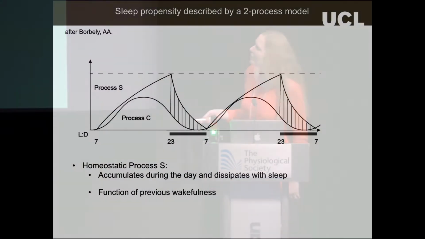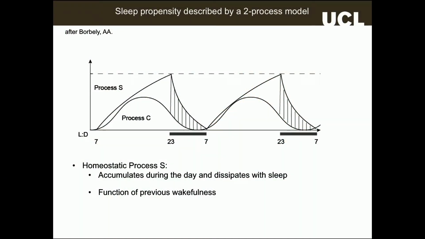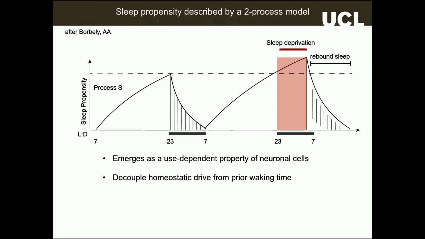The two-process model probably doesn't need much introduction to this audience, so it suffices to say that we're interested in process S, which is the homeostatic process, and that accumulates during the day and dissipates with sleep, and it's basically a function of previous wakefulness. That means that the longer we are awake, the higher our sleep propensity is going to be, for example, after sleep deprivation, and this is then followed by recovery sleep or rebound sleep.